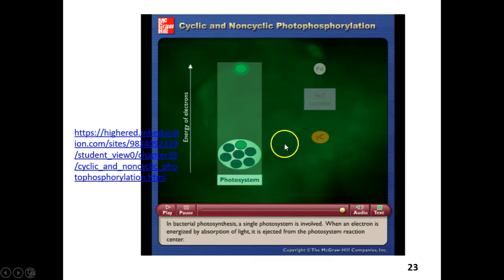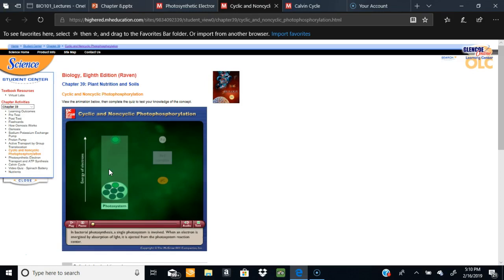So this isn't working, which is why I wanted to make sure I had this. So this is cyclic and non-cyclic photophosphorylation. Same website, and it has the words so you can read them as well.